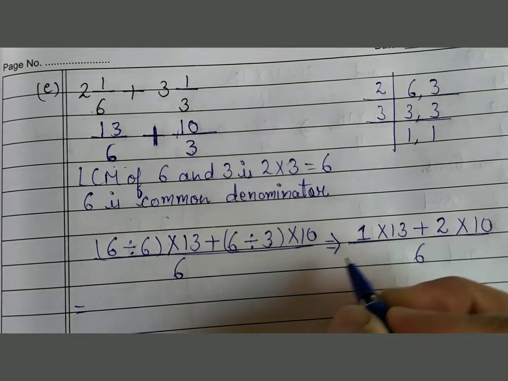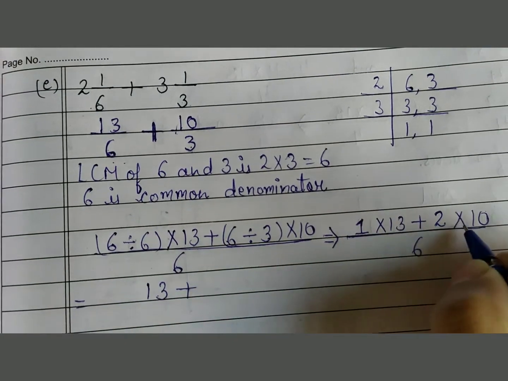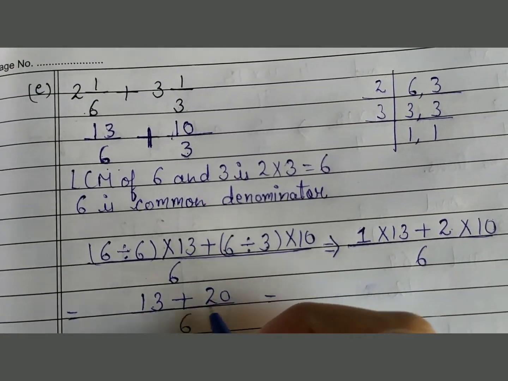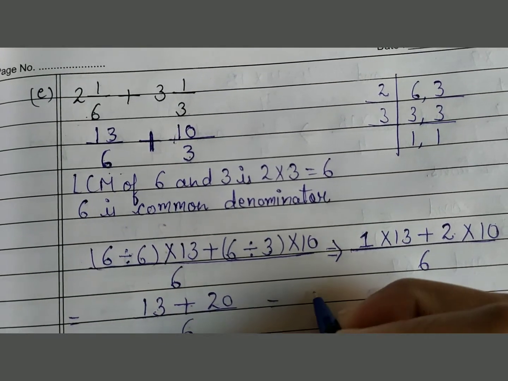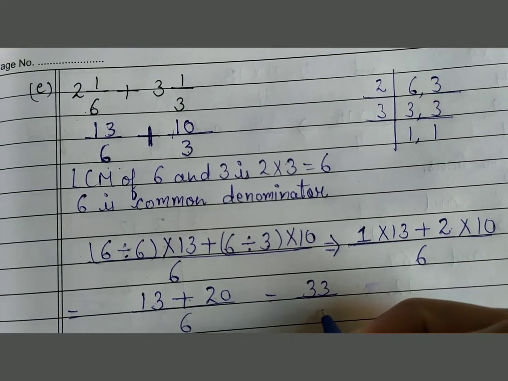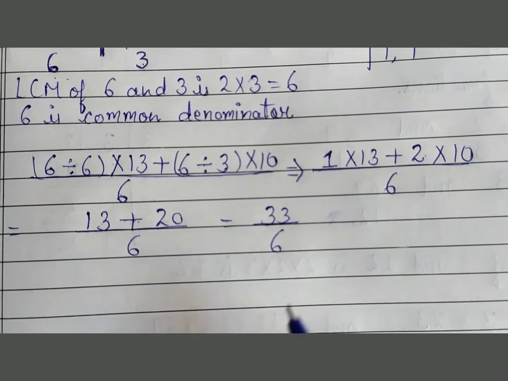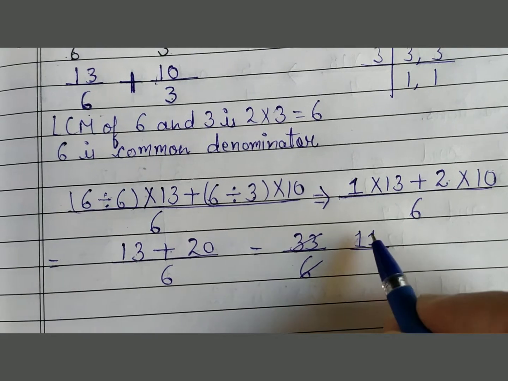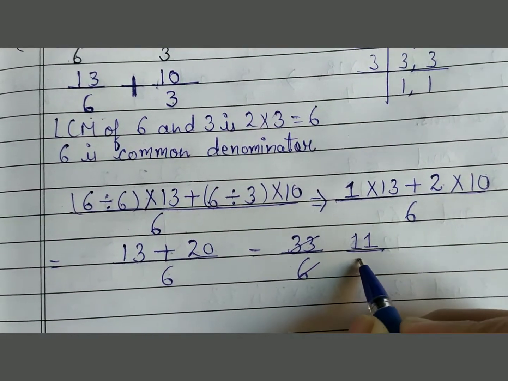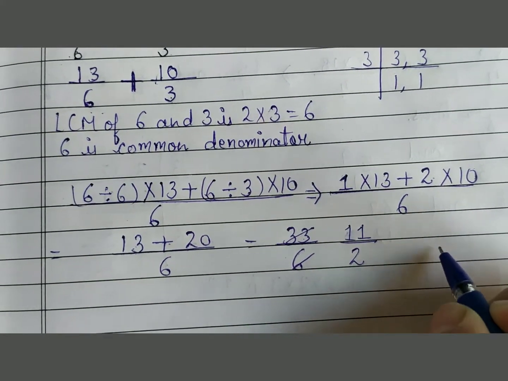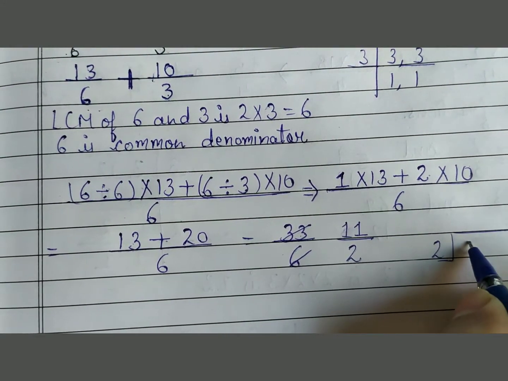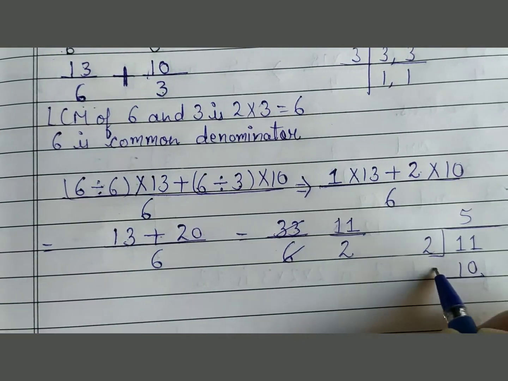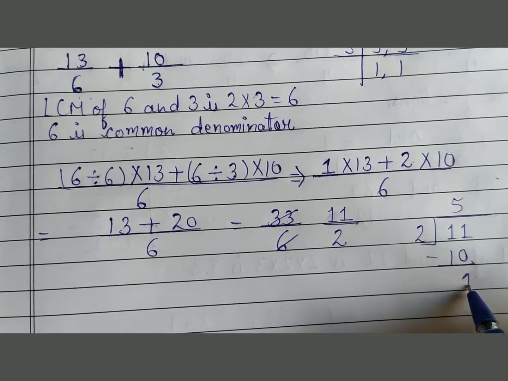1 multiply 13 equal to 13. Add 2 multiply 10 equal to 20 upon 6. 13 plus 20 equal to 33 upon 6. Children, 33 and 6, it is divisible by 3. 3 11s are 33. 3 2s are 6. 11 divided by 2. 2 5s are 10. 1 minus 0 equal to 1.